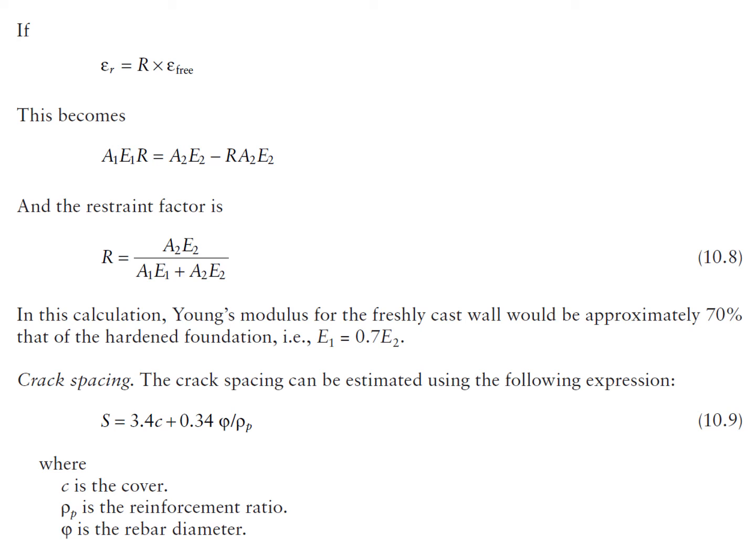So the restrained shrinkage strain in the concrete is equal to the restraint factor times the free shrinkage strain. So we can, with that, calculate the restraint factor, R, and the crack spacing is defined using a Eurocode 2 expression, which is given by 3.4 times the cover plus 0.34 times the rebar diameter divided by the reinforcement ratio.